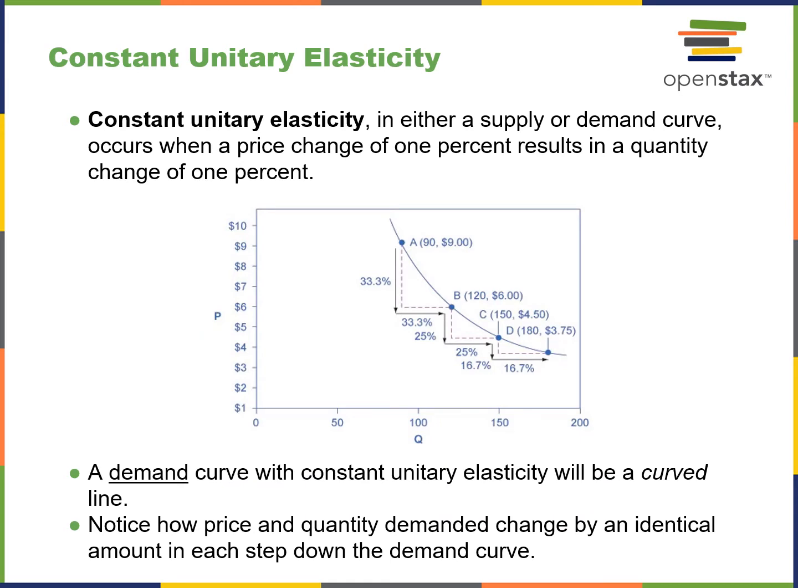This is a case of constant unitary elasticity, and that can happen in either a supply or demand curve. That's when a price change of 1% results in a quantity change of 1%, so that's illustrated here. This percentage divided by that percentage is 1. This percentage divided by that percentage is 1. This one divided by that one is 1. And a demand curve will always be curved. So this is a demand curve because it has negative slope, and you notice the curvature.